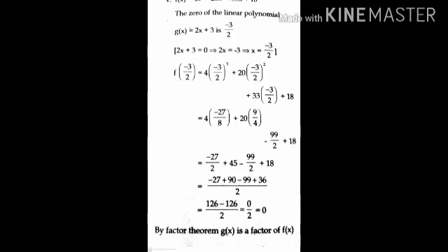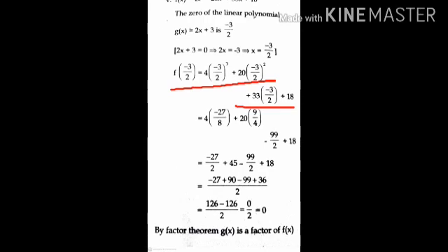Since 2x plus 3 equals 0, that implies 2x equals minus 3, the plus 3 moving to the right side. Then the 2 moves to the right side, x equals minus 3 by 2. Therefore, f(minus 3 by 2), that means substituting x as minus 3 by 2, equals 4 into (minus 3 by 2) whole cube plus 20 into (minus 3 by 2) whole square plus 33 into minus 3 by 2 plus 18.